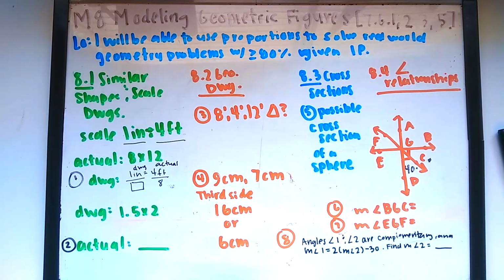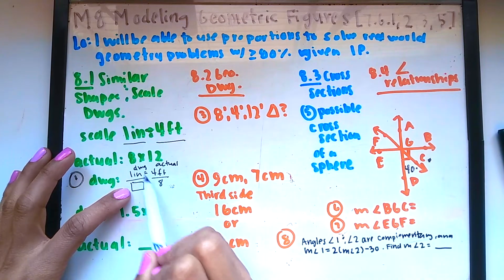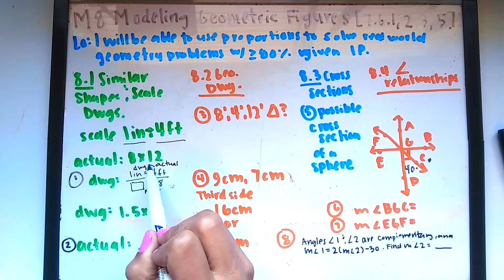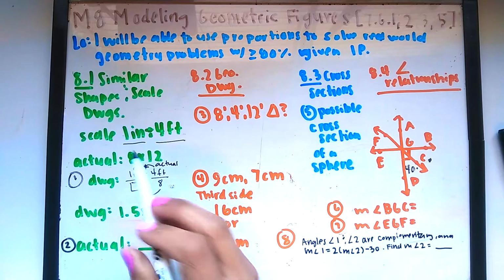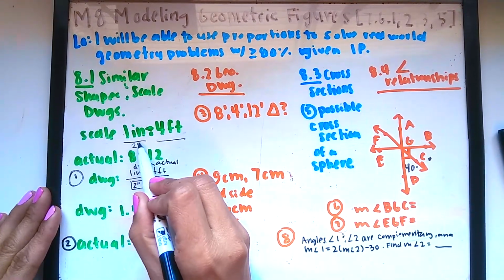Remember, we're gonna do the butterfly effect, or you can find the multiplication factor, or division factor. Going from here to here, I'm dividing by 4. So 8 divided by 4 is 2. So it's gonna be 2 inches. In the drawing right here, this is actually 2 inches.